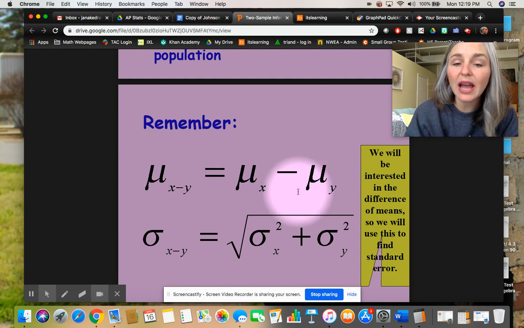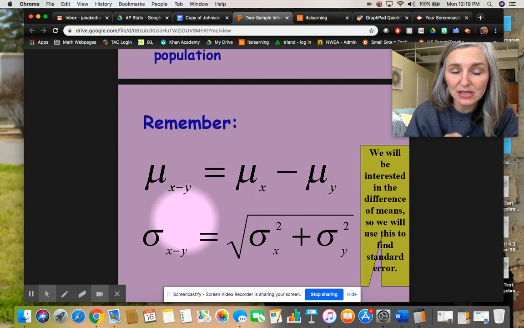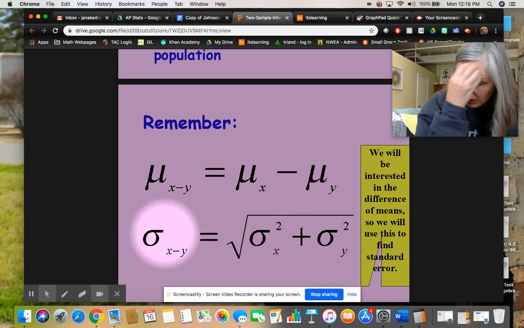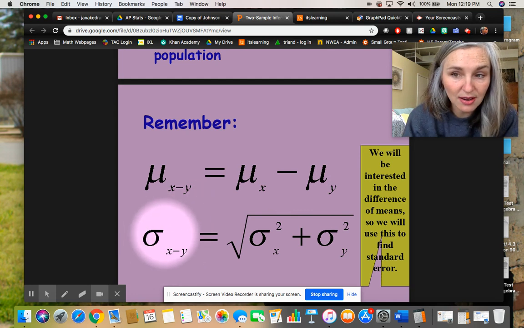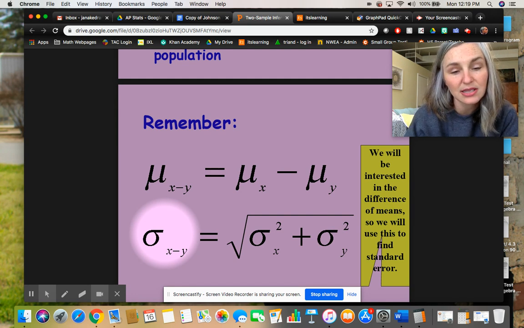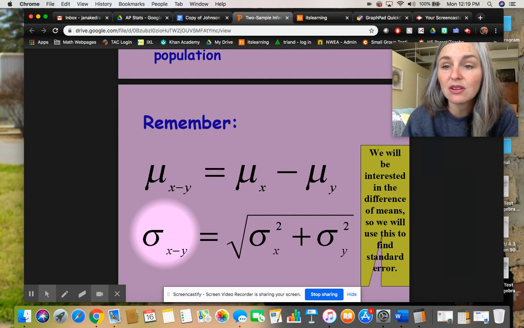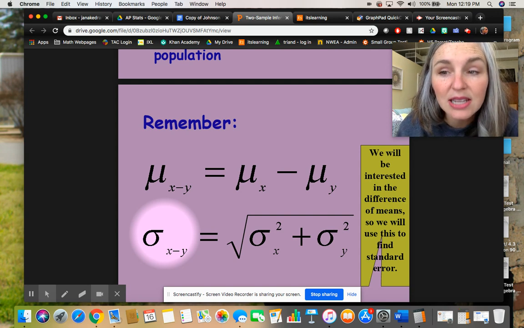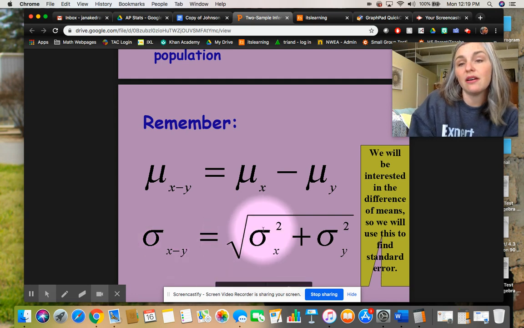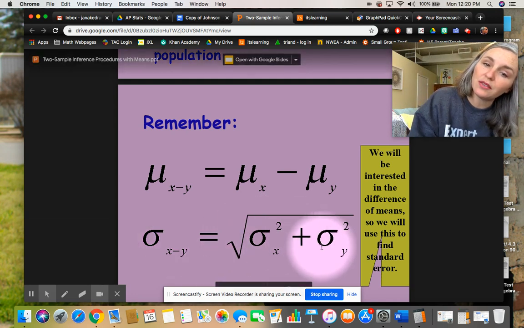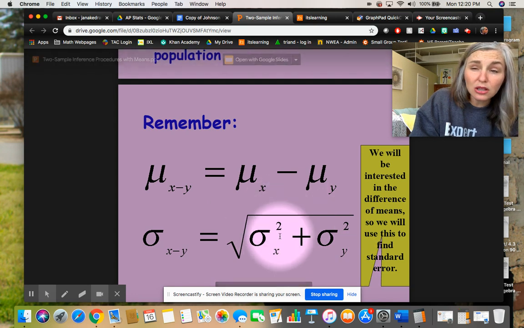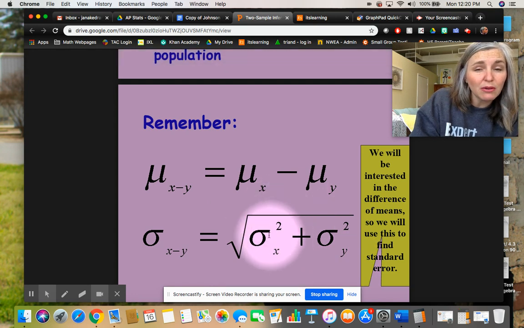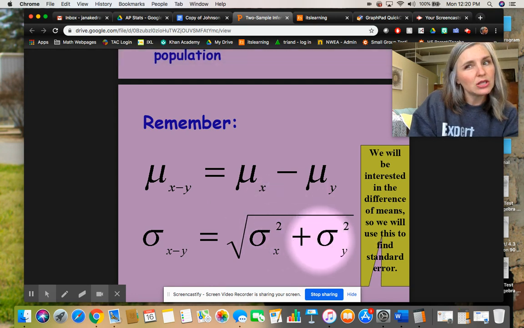But if you look at your AP Statistics formula sheet, you're going to find that the standard deviation of the difference between two proportions, or two means in this case, is not just standard deviation minus standard deviation. It is actually the square root of the sum of the squares of the two standard deviations. It looks a lot like the Pythagorean theorem, right? a squared plus b squared, and then take the square root.